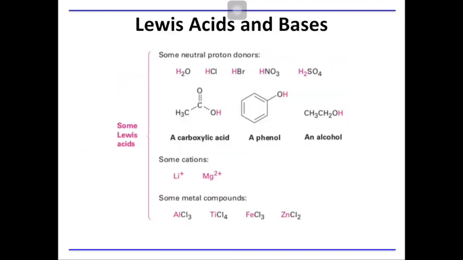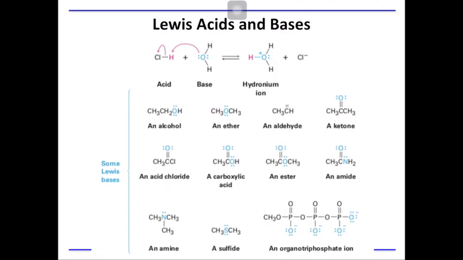The examples of Lewis acids are water, hydrobromic acid, nitric acid, sulfuric acid. So basically, all Lewis acids have partial positive charges or full positive charges. So in this context, you have partial positive, partial positive, partial positive, and this one is full positive, full positive. This one has 3 plus, 4 plus, 3 plus, and 2 plus. The cations are also Lewis acids, and metal compounds are also Lewis acids. Okay, examples of Lewis bases are all compounds having an electron pair that can be donated. Examples are alcohol, ether, electron pairs of aldehydes and ketones, acid chloride, carboxylic acid, ester, amide, amine, sulfide, triphosphate ion, and some other Lewis bases. So basically, Lewis bases are everything that has partially negative charges or full negative charges.